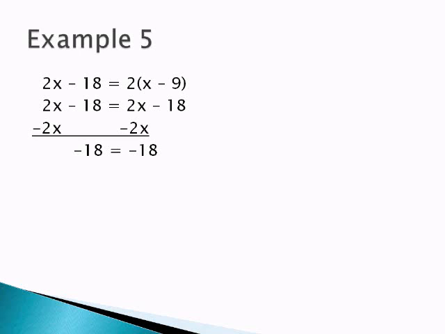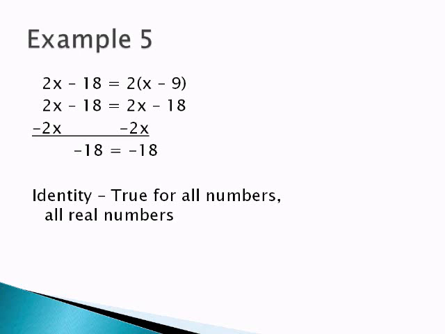Well, now what? Is negative 18 the answer? No, negative 18 is not the answer. This does not say x equals something. This says negative 18 equals negative 18. How often does negative 18 equal negative 18? Always. When we get an equation that's always true, we call it an identity. An identity is true for all numbers. And so if I ask for the answers, you can tell me all real numbers work for the answer. No matter what number I put into x, this equation will always work.